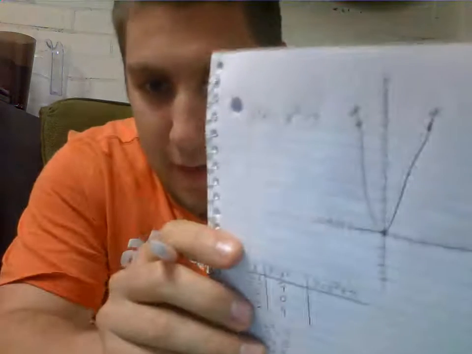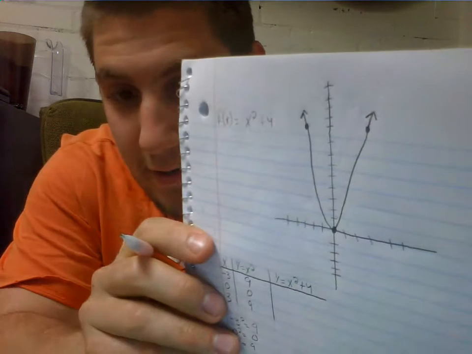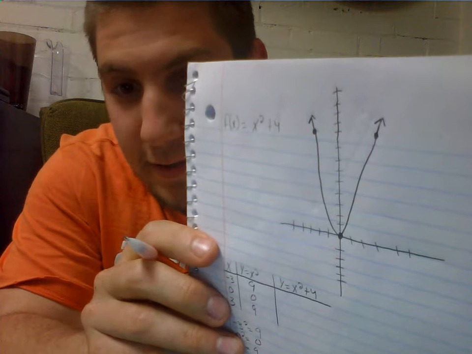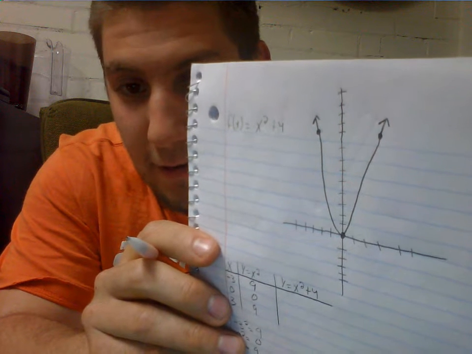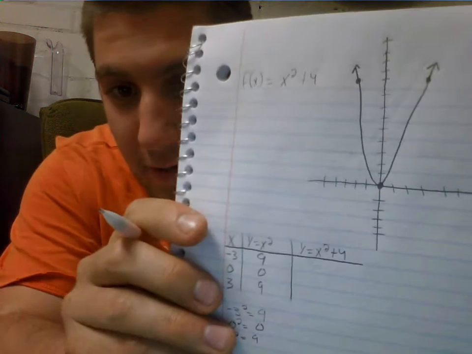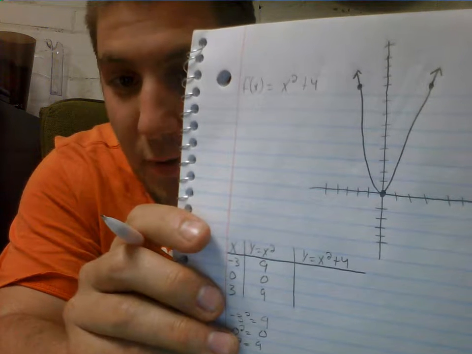And there's the graph and the points plotted. And then you can see it's a continuous line, going on forever. And now I will do the same for the table part of y equals x squared plus 4.